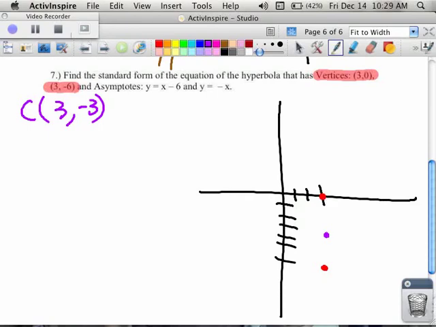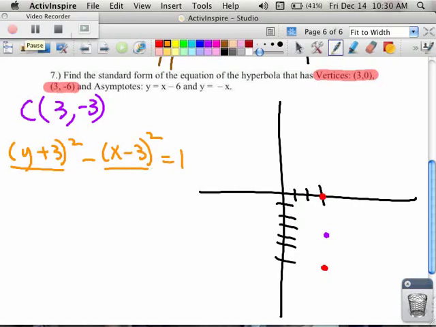And that's wonderful because now I know that when I'm writing down my equation, I will have, what comes first? The y thing comes first, right? Because it's opening vertically. So y plus 3 squared minus x minus 3 squared equals 1 is how I can start. After I put that stuff down, I know that the distance between my center and my vertices is 3 units. That means the number under the y thing is going to be 9.